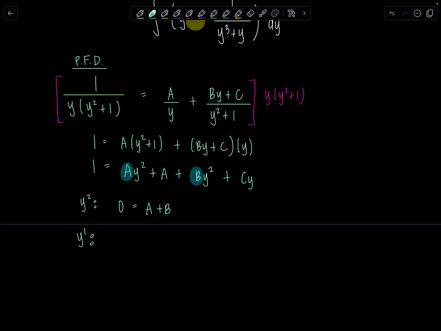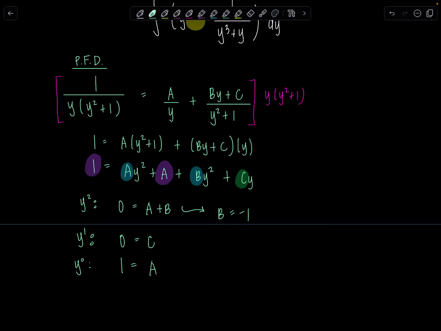I don't. Do you see any y to the firsts on the right? Yeah, c y to the first. So 0 must equal c. Do you see any constant terms or y to the 0 on the left? I see a 1. So that means 1 must equal the only constant that's on the right, which is a. Perfect. Because if 0 equals a plus b and a is 1, then I know b is -1.